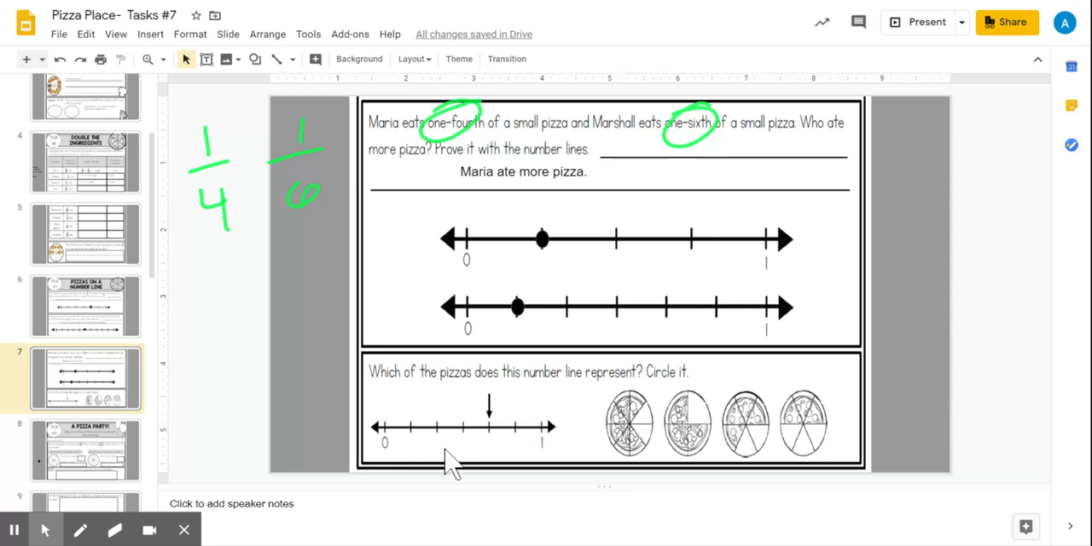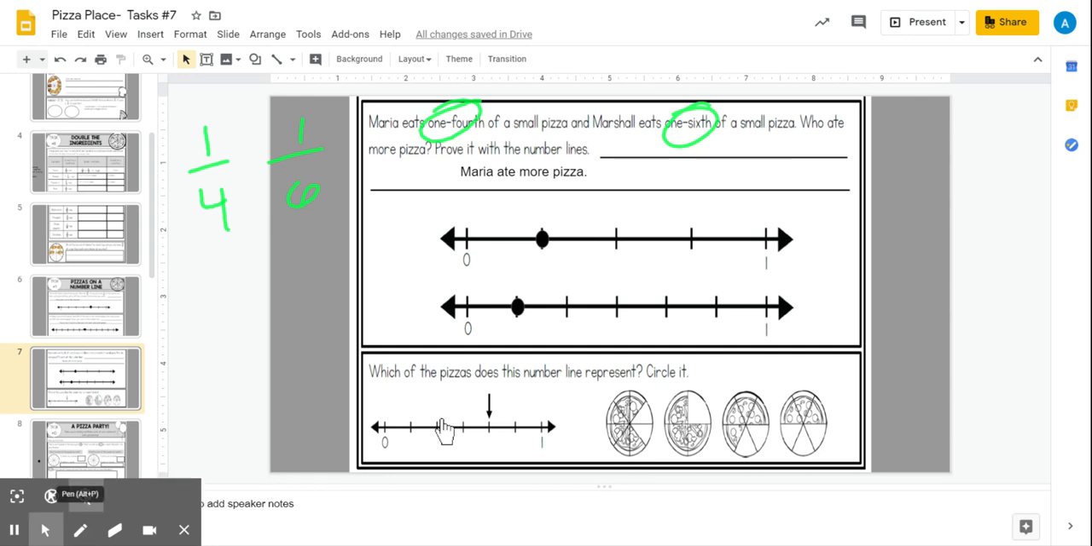Well, on the number line, you're first going to have to figure out how many slices this is cut up into, how many intervals. So we're going to start here. We're going to always start at 0. 1, 2, 3, 4, 5, 6. So we know the pizza has to be cut into 6. So 1, 2, 3, 4, 5, 6, 7, 8.